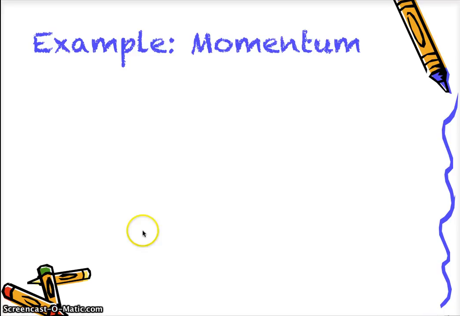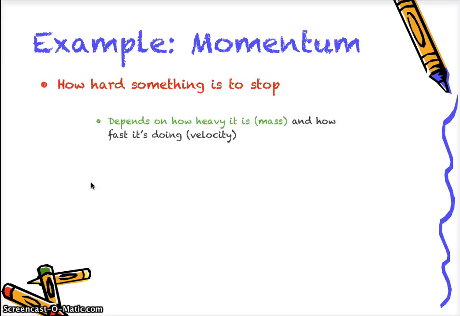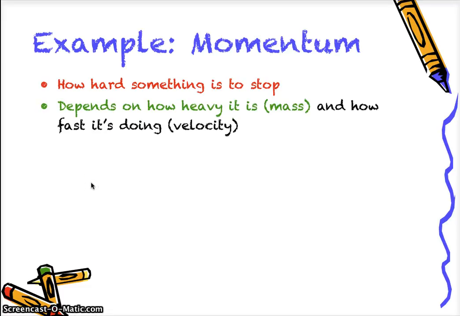The example we did in class today is momentum. Momentum, as we said, means how hard something is to stop. How hard something is to stop depends on how heavy it is, its mass, and how fast it's going, and the direction it's going in. Put together, you get velocity. So here's our formula. Momentum equals mass times velocity.